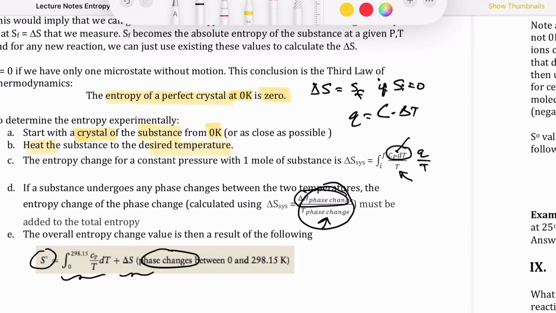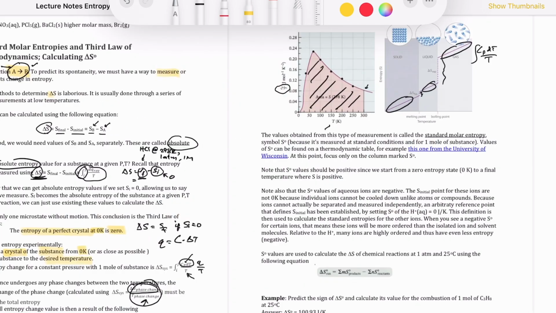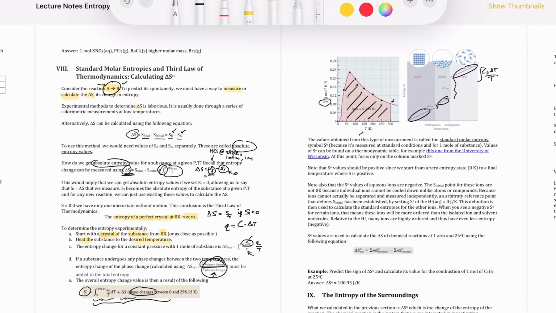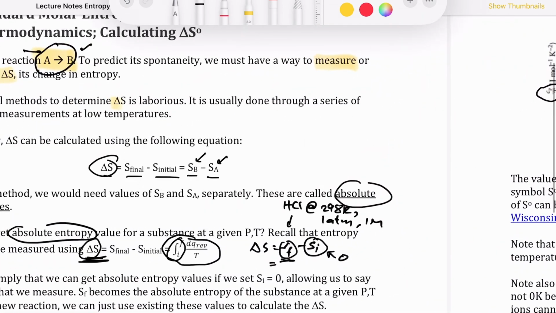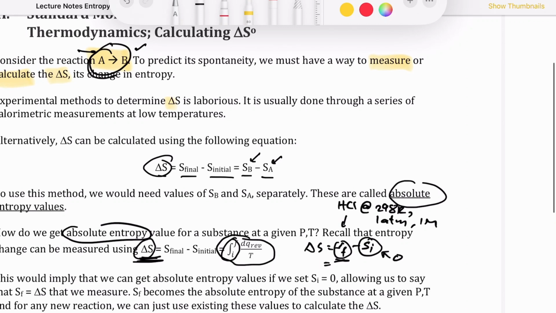I want to emphasize that we're not doing any of these calculations. This is just to explain to you how these numbers are obtained. Once we get these numbers, life becomes really easy, because now anytime we're given a reaction like A goes to B, we want to calculate a delta S.